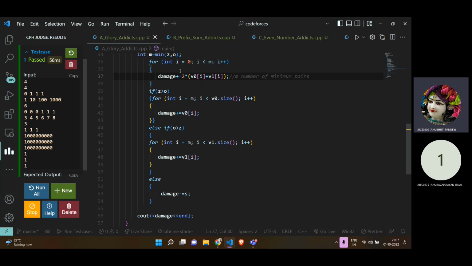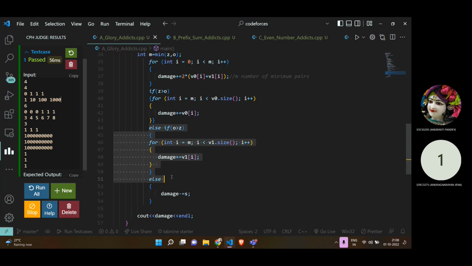We will multiply it with 2 as it deals double the damage of its own skill. After that, if the number of skills of type 0 is more than the number of skills of type 1, then we add the rest of the type 0 skills. If the 1 skills are more, then we'll add the left out 1 skills in the total damage.